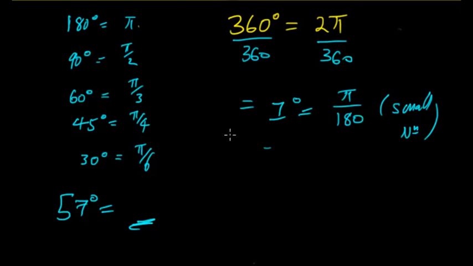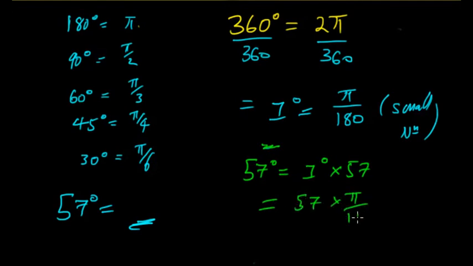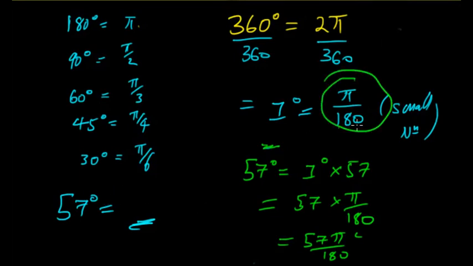So converting 57 degrees, we can think about that as 57 degrees is equal to 1 degree times 57. So that is equal to 57 times pi on 180, which gives us 57 pi on 180, and that is in radians. So to convert from degrees to radians, we times by pi on 180. And a good way to remember it's pi on 180 is that this is a small number. Degrees are normally big numbers, so when you convert to radians, it's going to get smaller. So that's why I need to times by pi on 180.